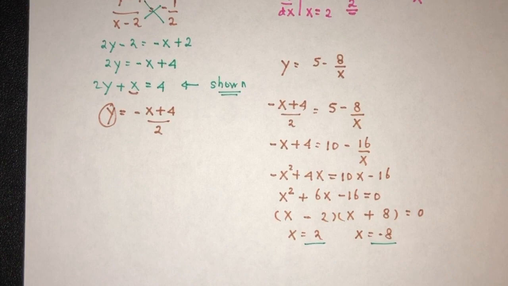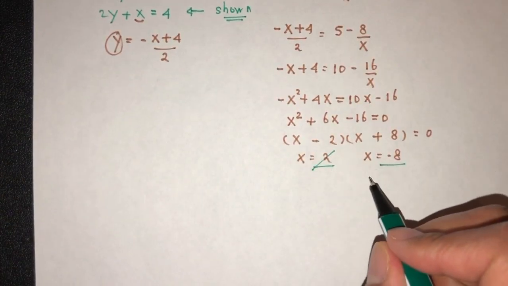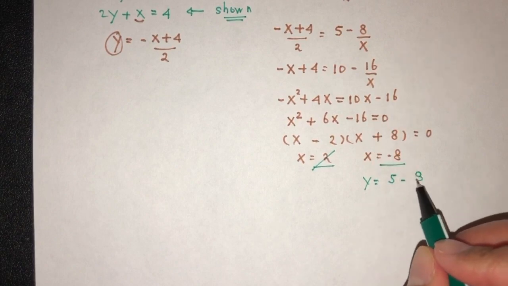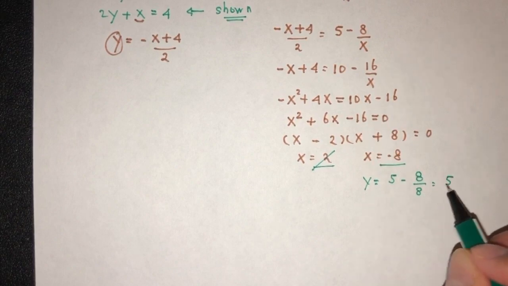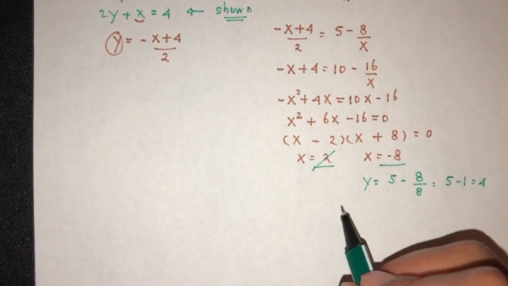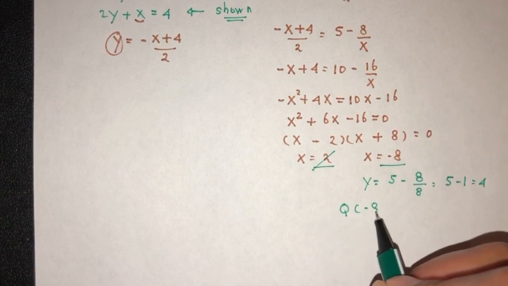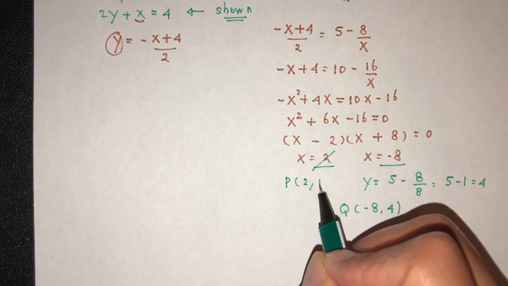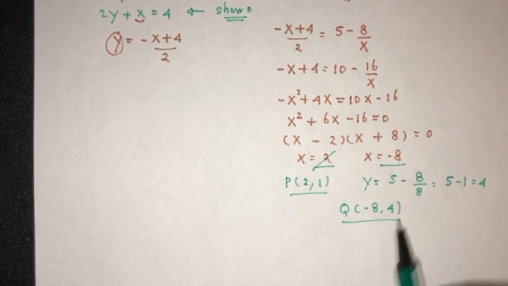So here we have the two values of x, but now we know that already the normal meets the curve at when x equal to 2. We don't need this one, we need to find this one. So for y, it will be what? Replace back in the curve, that will be 5 minus 8 over 8, that will be 5 minus 1, that should be 4. The other passing point Q will be minus 8, 4. This is just P, it is given to you already. We don't need to refine this one, we just need to find Q as follows.